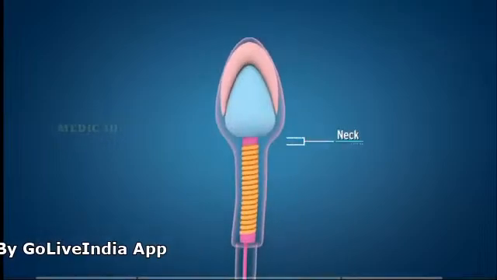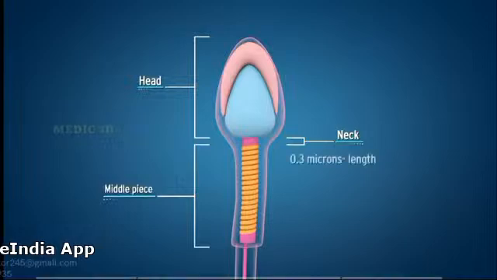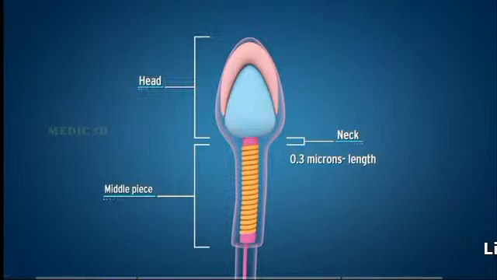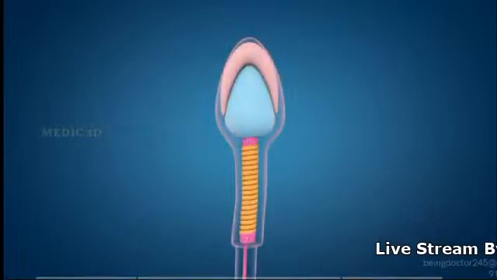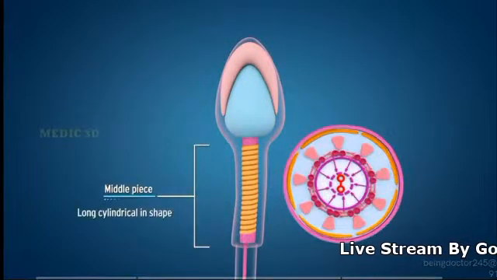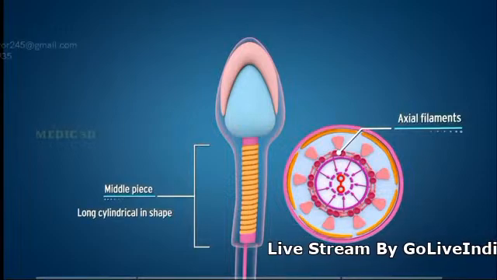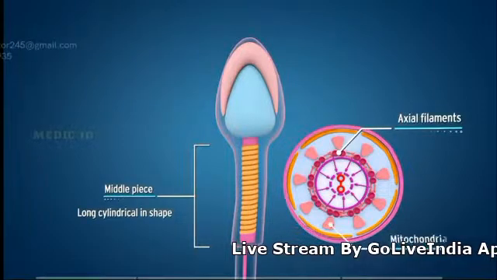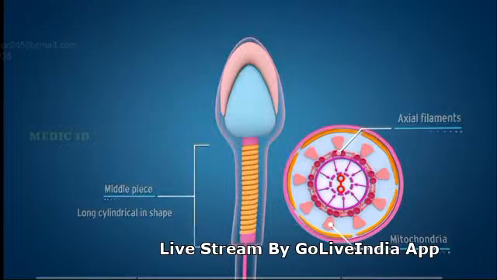The neck is a small constriction between the head and the middle piece that measures about 0.3 microns in length. At the posterior pole of the nucleus, 2 centrioles are present, which are proximal and distal centrioles. The middle piece is long, cylindrical in shape and made up of axial filaments and is surrounded by mitochondria, which provide energy for the movement of the sperm.